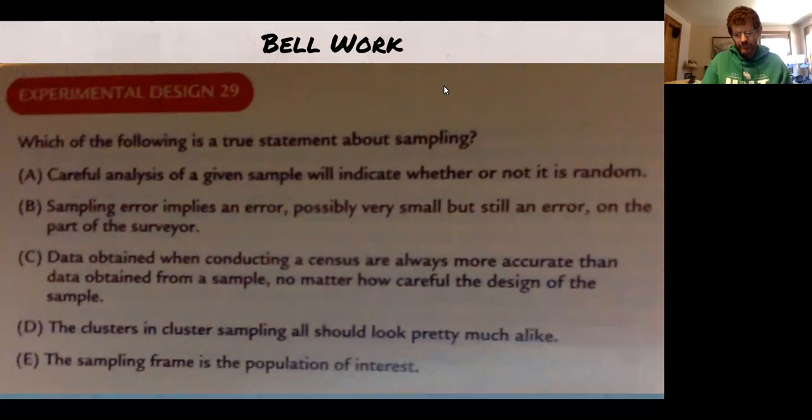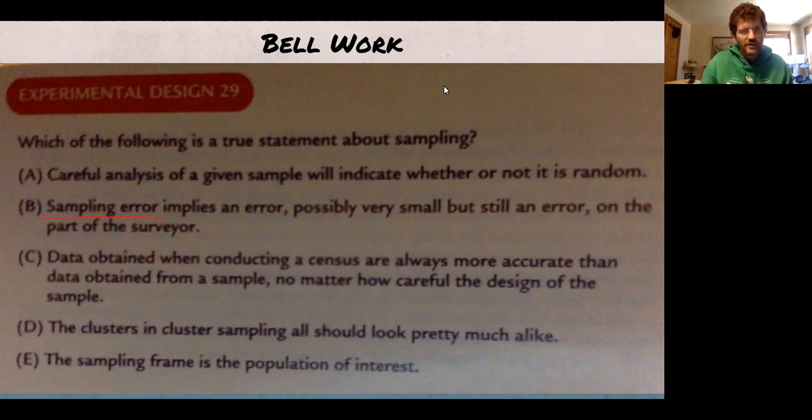Sampling error implies an error, possibly very small, but still an error on the part of the surveyor. And I actually can't recall, very few of you, maybe none of you guessed this one. That's good. Sampling error is a natural part of any sample, and that's just the difference between the true population parameter and your sampling statistic. It's going to be there. It doesn't mean you did anything wrong.